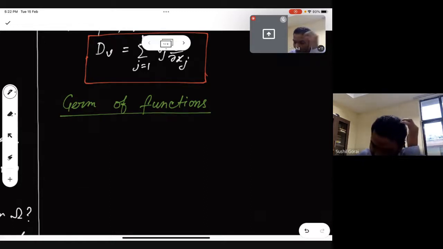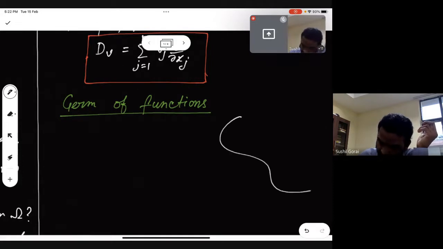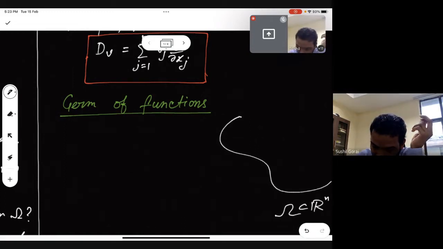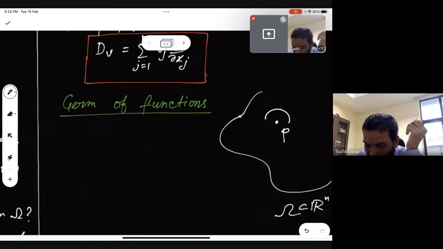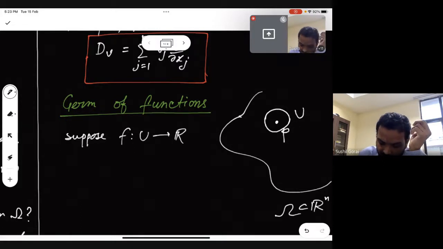Well, so here, what is the idea? The idea is as follows. You have a domain, let's say Omega in R^n. That's not important actually. Consider a point P, this is important, and look at a function in some neighborhood. Call this U, and f is defined from U to R, C infinity.